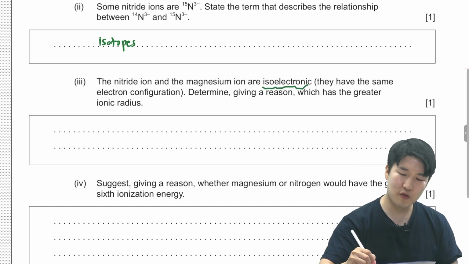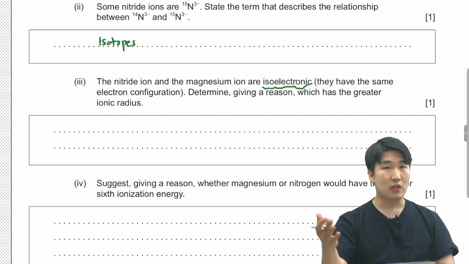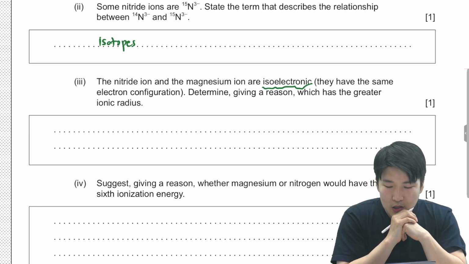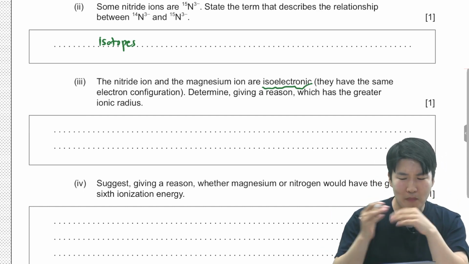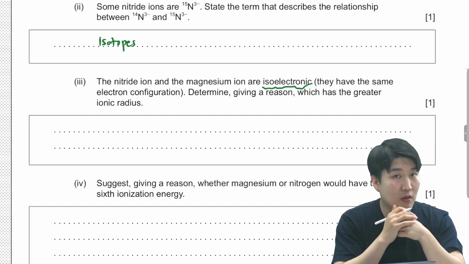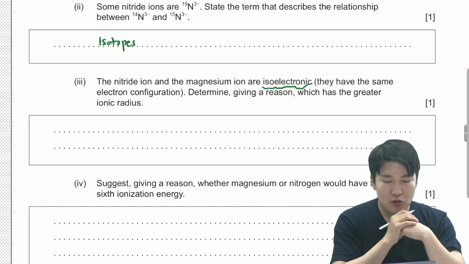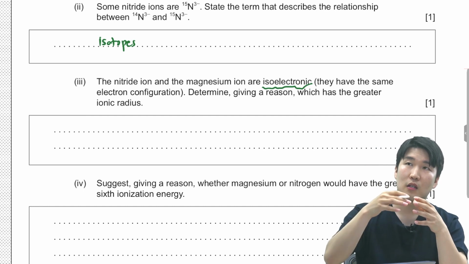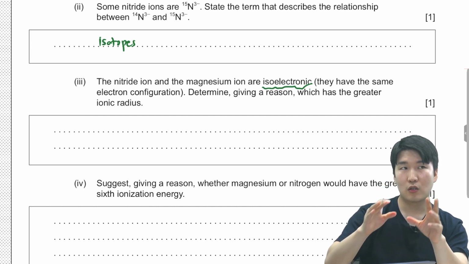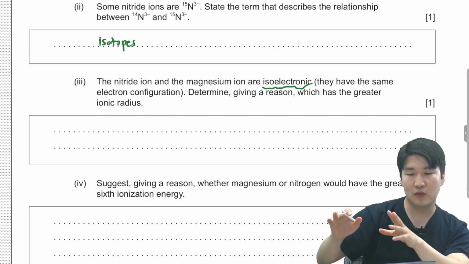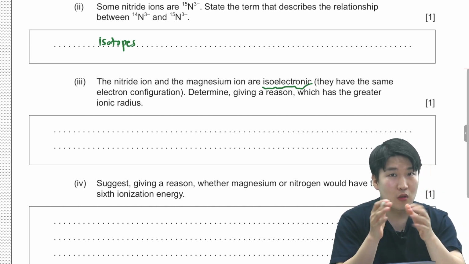Yes, the term isoelectronic refers to the same electron configuration, and that means the same number of electrons as well. But we're now comparing not nitride isotopes but nitride ion with magnesium ion. How can they be isoelectronic? Well, it's possible because nitrogen will be gaining 3 electrons to achieve a full octet in the second main energy level, while magnesium will be losing 2 electrons, losing its third energy level, ending up with a second main energy level full octet.